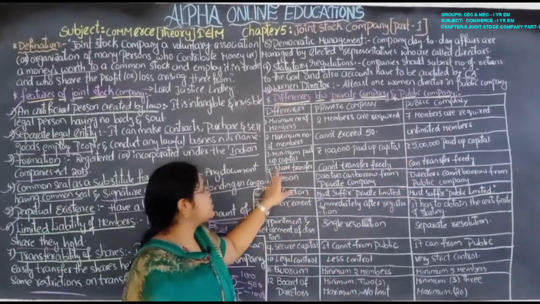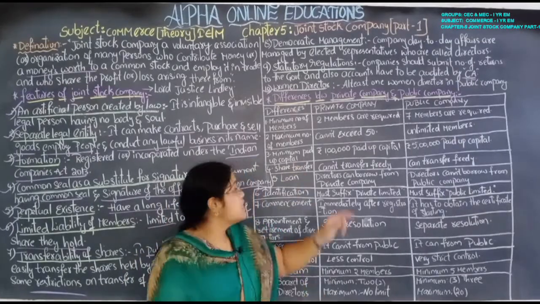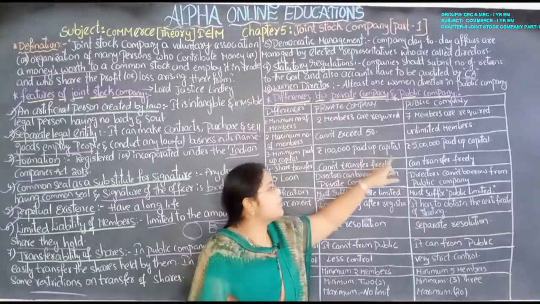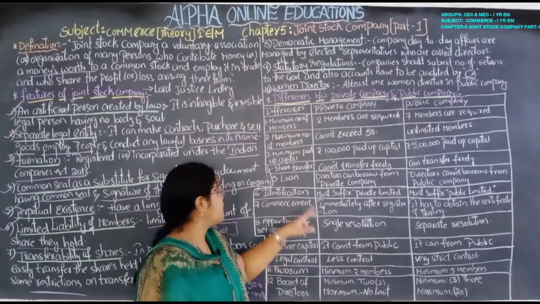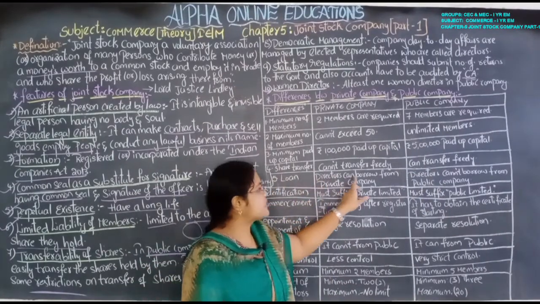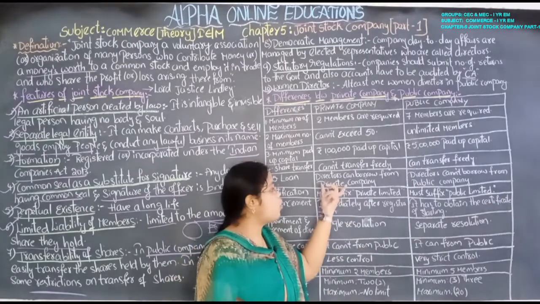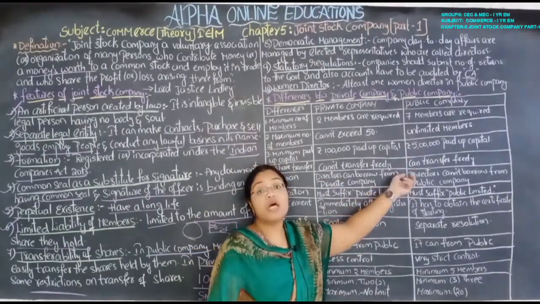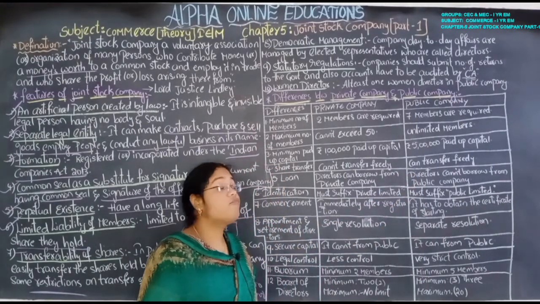Next, share transfer, as we have discussed earlier. A private company can't transfer shares freely, but a public company can transfer freely. Loan: directors can borrow a loan from a private company, but directors can't borrow a loan from a public company because it is under the control of the government.